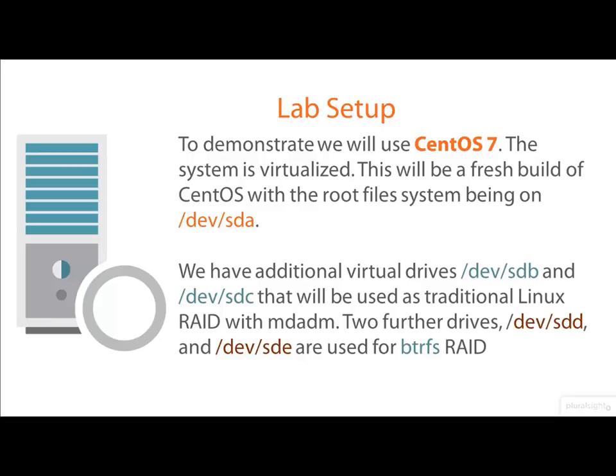It's a virtualized system and is set up fresh, so not carrying on from the other modules within this series. We'll be looking at adding in 2 additional drives to support traditional Linux RAID, so it's going to be sdb and sdc, and we've added a further 2 drives, sdd and sde, which we're going to use to demonstrate how we can set up RAID on a BetterFS or BTRFS file system.